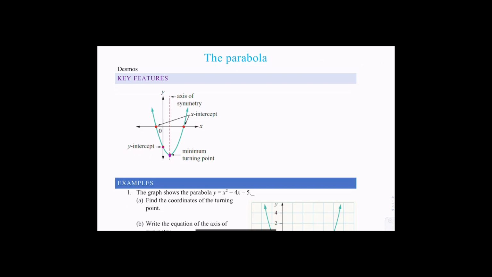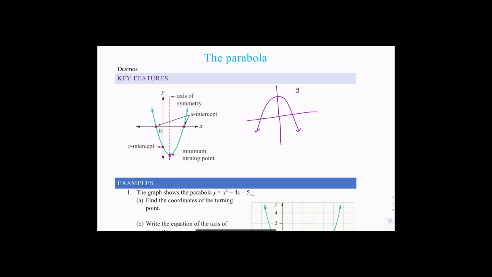It has a y-intercept where it cuts the y-axis. It has two x-intercepts where it crosses the x-axis. And the line that you could fold your graph over so it's exactly the same on each side is the axis of symmetry. We can also do the same if I had a parabola that went the other way, a sad face, an upside down parabola, or a negative parabola.